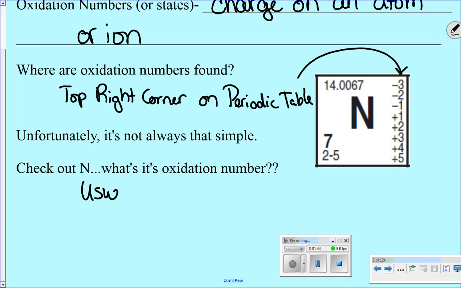Usually, nitrogen is going to gain 3 electrons. Nitrogen wants to have 8 electrons in its valence shell, so typically nitrogen will gain 3 electrons and therefore have a -3 charge. There are other bonding situations, depending on who nitrogen's hanging out around, where if electrons are actually being shared instead, the oxidation state of nitrogen might be a little bit different. So there are some rules for assigning oxidation states.